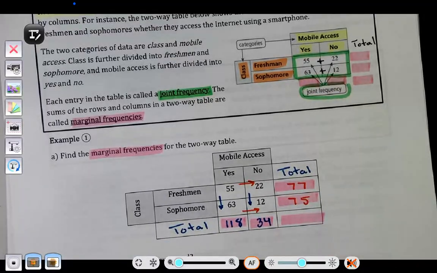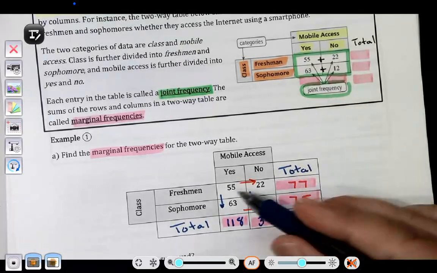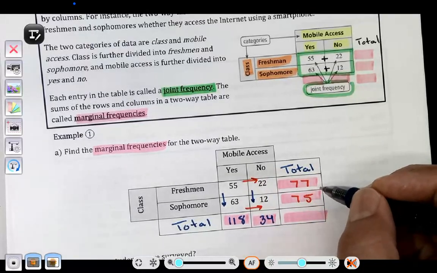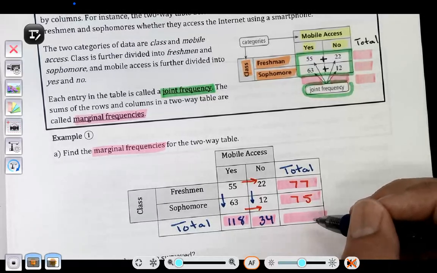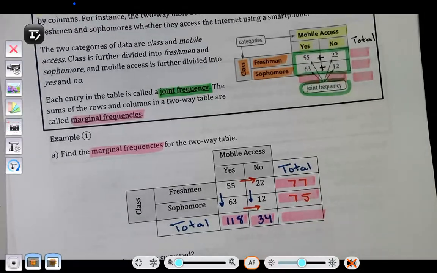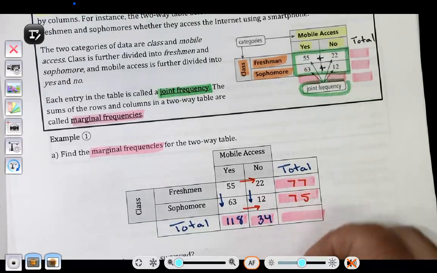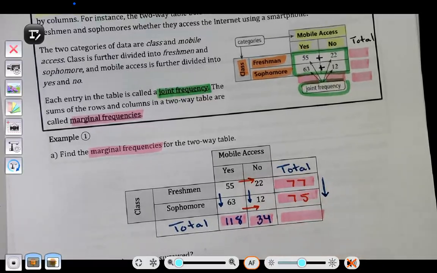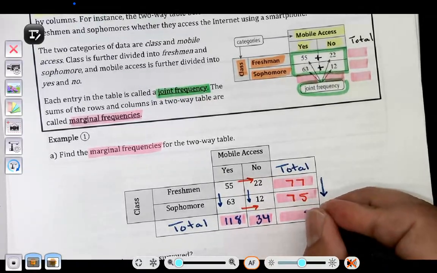So now here's the thing. This is how you know if you did everything correctly. First of all, how many freshmen did they ask this question? 77. What's the total for sophomores? There were 75 sophomores. So how many students did they ask these questions? You just have to add them. Exactly. All you have to do is, to fill in this box, keep adding, heading down. And if I add 77 and 75, what's that, 152?